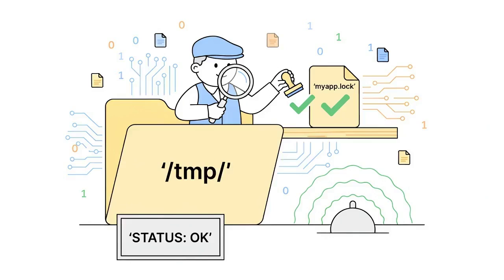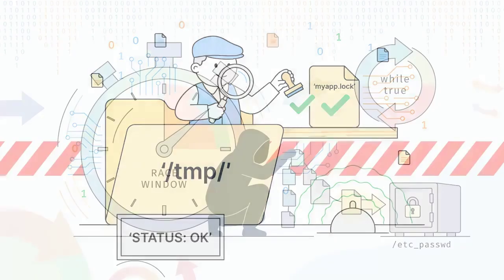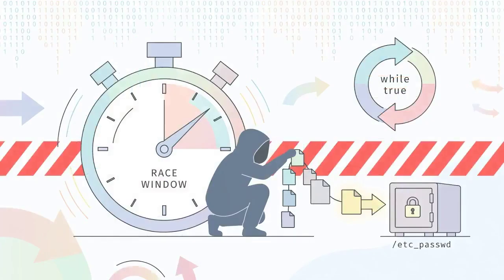TOCTOU, time of check to time of use, is a race condition that strikes when a program checks a file's state, and then uses that file, trusting nothing changes in between. The check phase is where it all begins. A program inspects a file at a predictable path like /tmp/myapp.lock, verifying it exists, looks safe, and is ready to write. But the moment between check and use is a window of vulnerability.